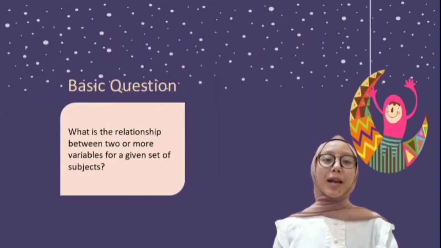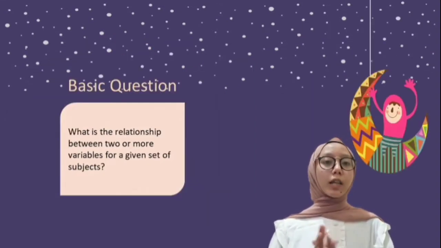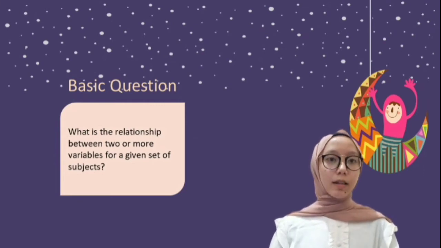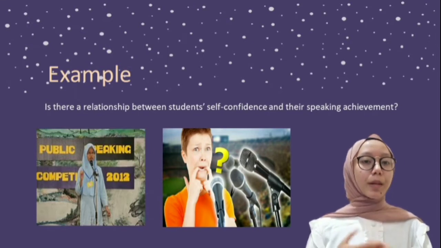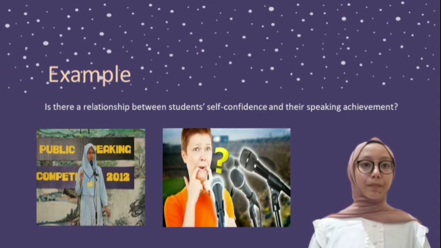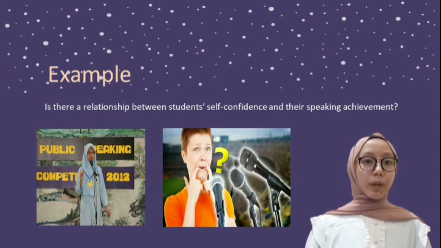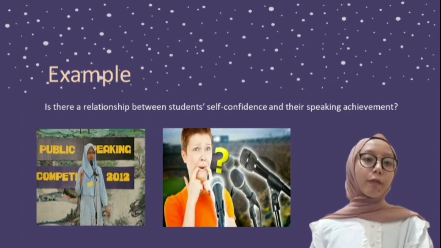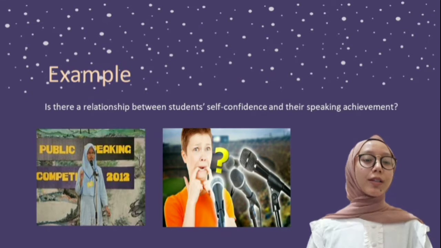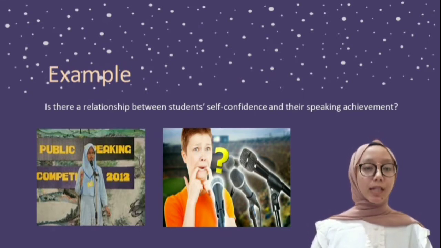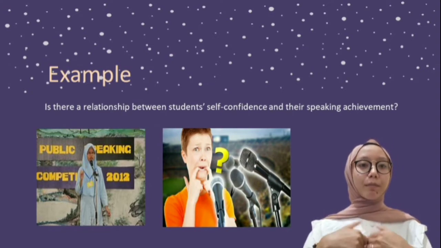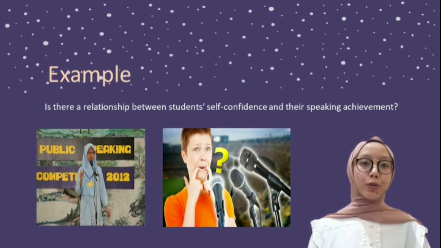The next is basic question. What is the relationship between two or more variables for a given set of subjects? There are many examples that you can find by yourself, and here I put my example. What is the relationship between self-confidence and speaking achievement? Or is there any relationship between self-esteem and students' reading comprehension? You can find it by yourself from Google or YouTube.